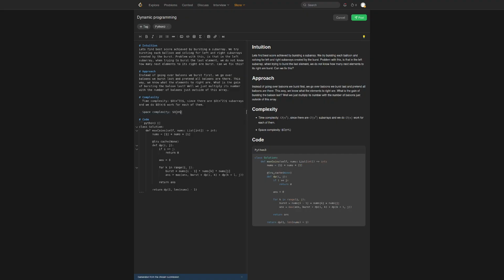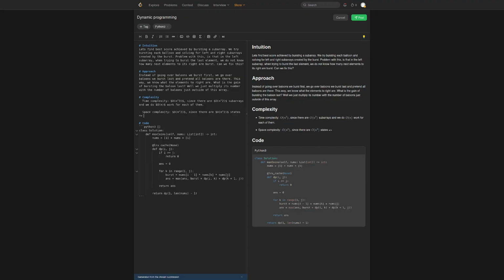Space complexity O of n squared, since there are O of n squared states, subarrays.